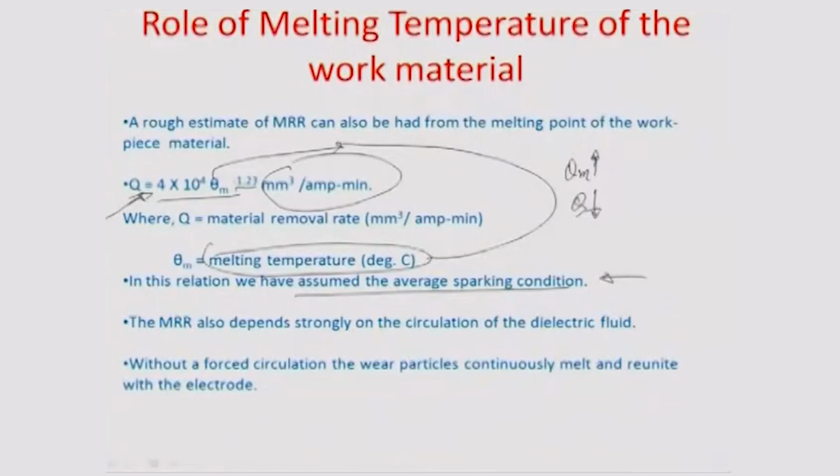So, the MRR also typically depends on the circulation of the dielectric fluid. If the kerosene oil or the silicone oil inside is flowed at a higher rate, there will of course be more velocity head and less pressure head, thus forcing more material to go into this fluid, and so MRR would go up. Without a forced circulation, the wear particles continuously melt and reunite with the electrode, which also results in problems. You are melting the same material again and again because there is no forced circulation. So, circulation ensures that whatever debris is formed is nicely packaged into the flowing stream and goes out along with that stream.